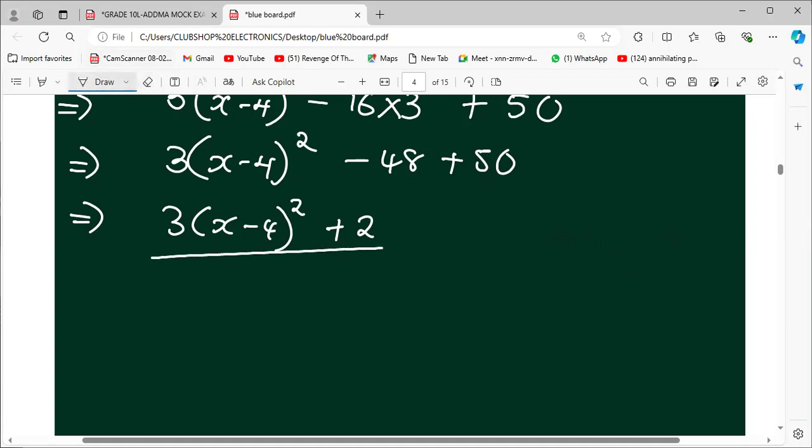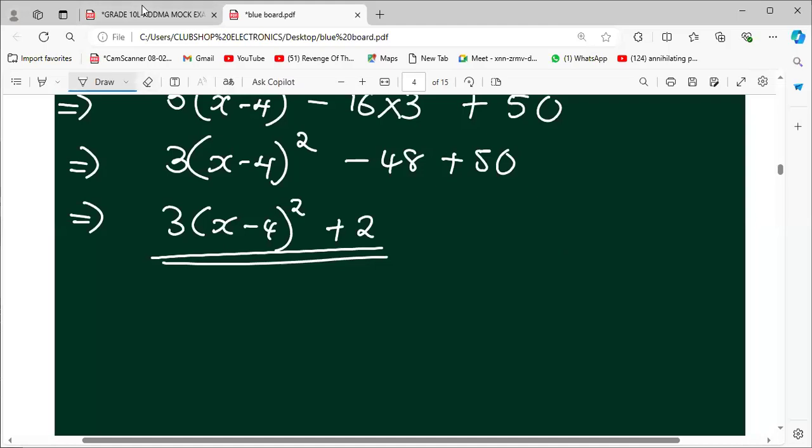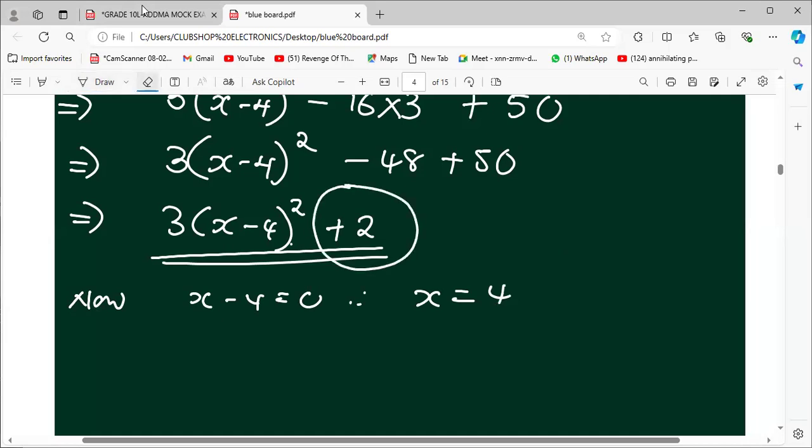Now, they are saying, hence, find the coordinates of the turning point. So the coordinates of the turning point will come from whatever we have in the brackets. Now we'll say x minus 4 is equal to 0. Therefore, x is equal to 4. Then there's this part here, the turning point of y. So the turning point of y is 2.